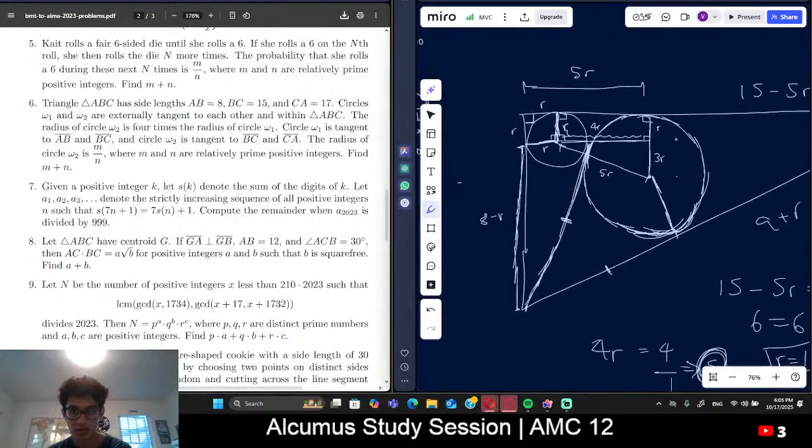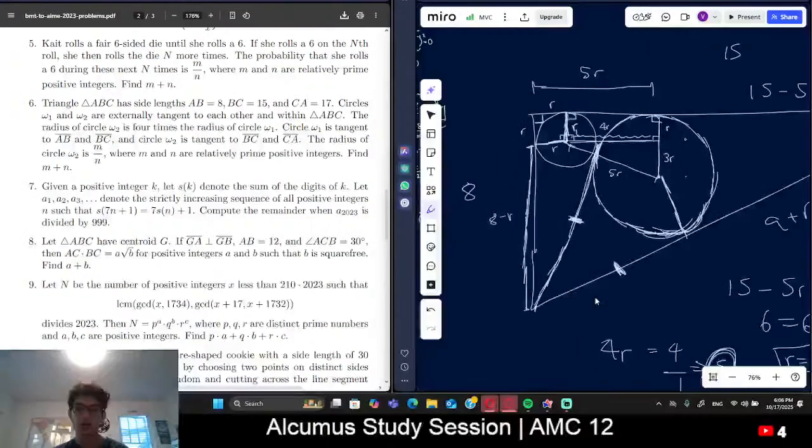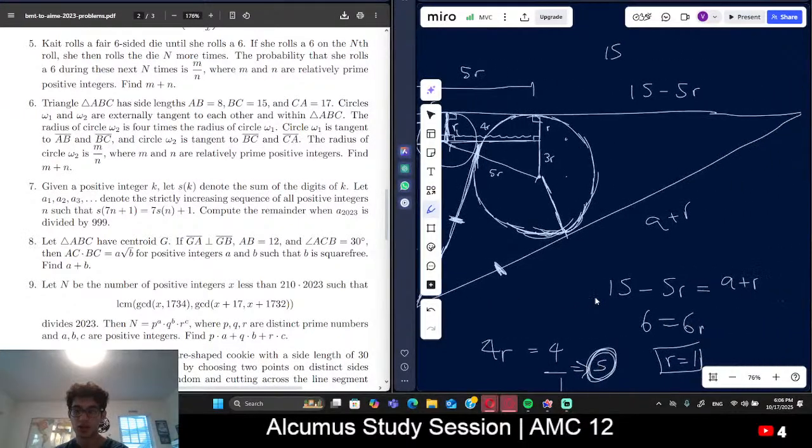This length is 8 in total. This length here is 15. This is 17. Since this is 8 minus r, that tells us this is also 8 minus r, and so this is also 8 minus r. 17 minus 8 minus r is 9 plus r. This is tangent and this is tangent as well. So those sides also do have to be equal.